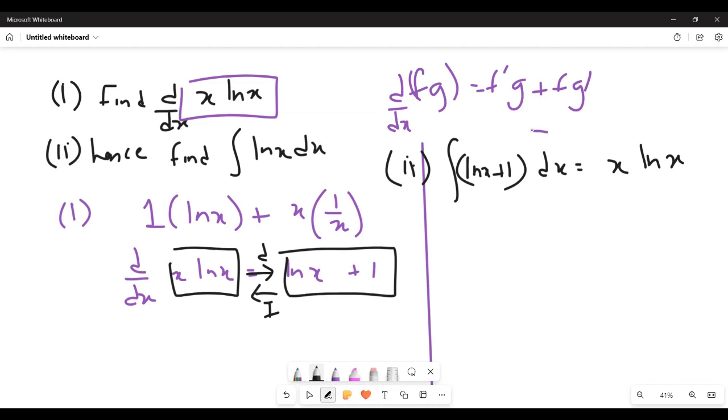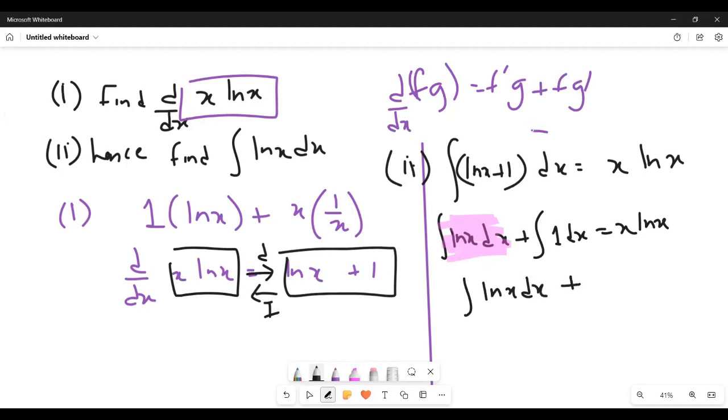Okay. Split the integration: integration of ln x dx plus integration of 1 dx equals x ln x. We make this the subject because this is what we have to find. So integration of ln x dx plus integration of 1, which is x, equals x ln x. So again, we're making this the subject. So integration of ln x dx equals x ln x minus x plus c.